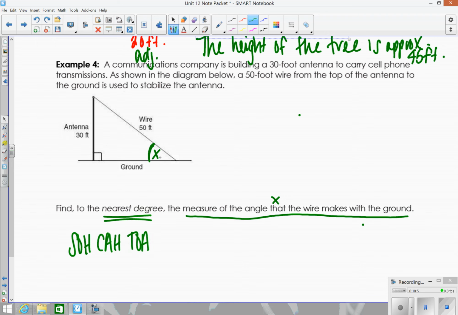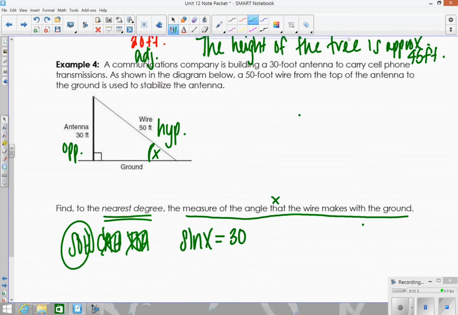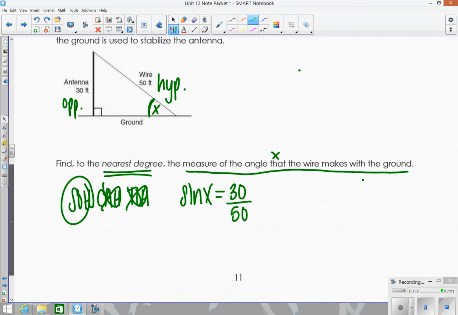So if x is going to be my angle, this is going to be the opposite side. This will be the adjacent, and this is going to be the hypotenuse. Notice I won't be using the adjacent because there's no number or variable there that I need. So I'm going to be using opposite and hypotenuse, which tells me I'm going to be using sine. So it's going to be sine of x equals opposite, which is 30 over 50. And now I need to solve this for x.